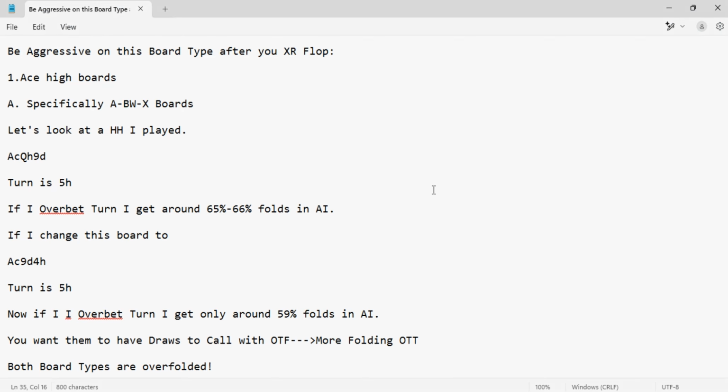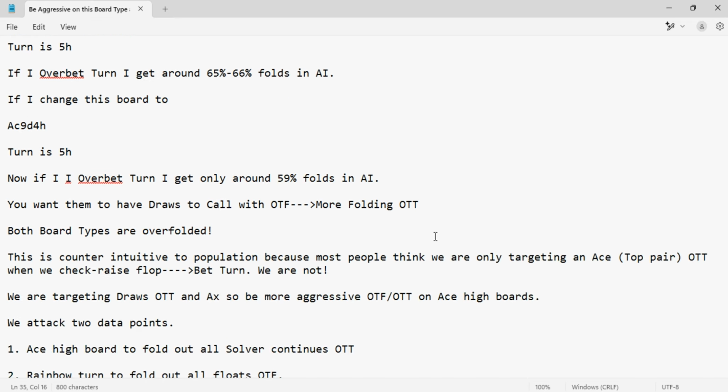Let's go back to notes. The more draws on the flop, the more you want to overbarrel turn. Both of these spots are overfolded, but one is overfolded more than the other. We see the ace-queen-9-5 board gets 65 to 66% folds in AI, and the ace-9-4-5 only gets 59%, but both spots are overfolded. As we see from theory, they should be folding only between 50 and 53%. So the more draws on the flop, the more you want to barrel turn.